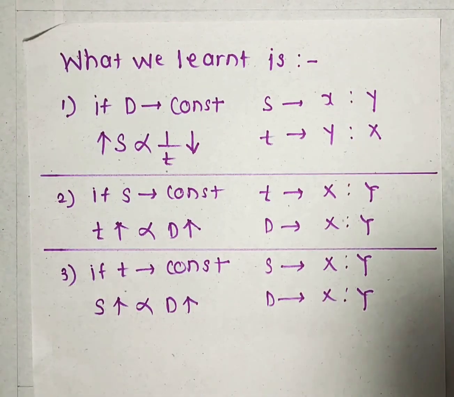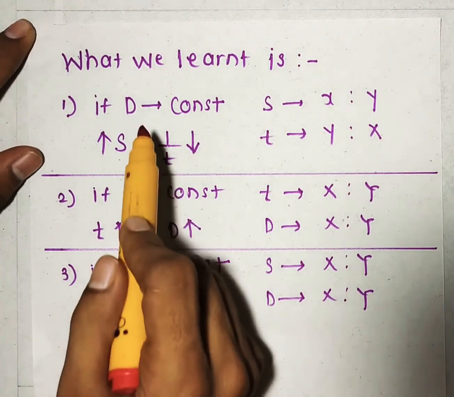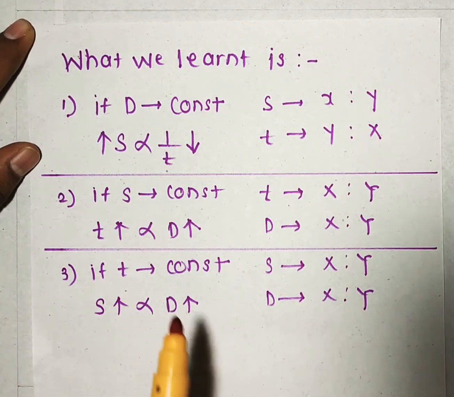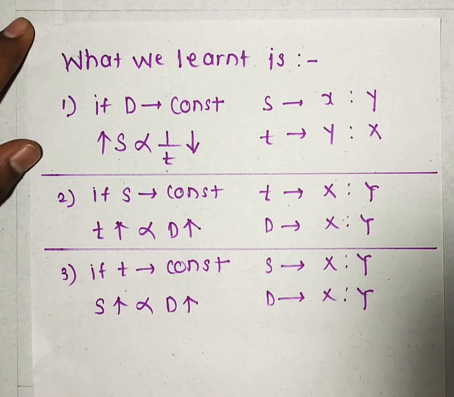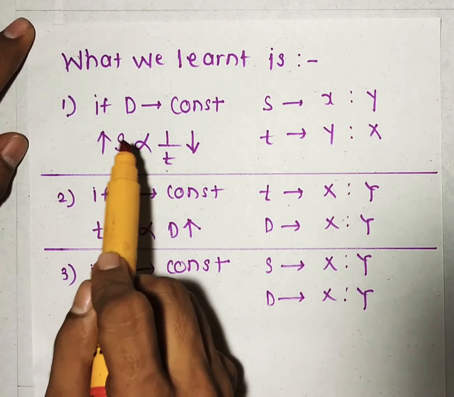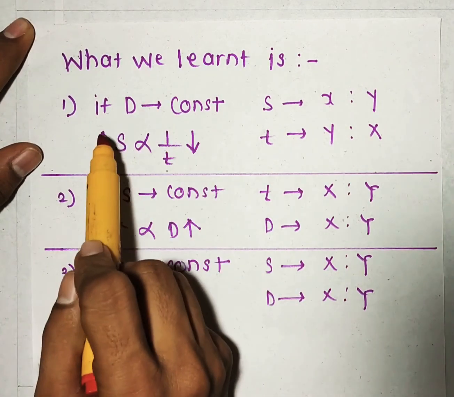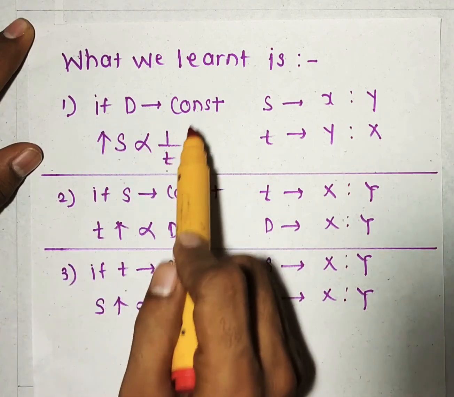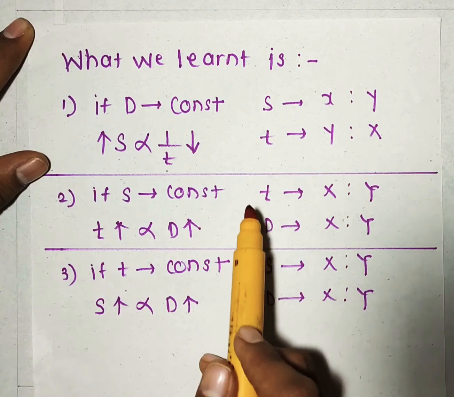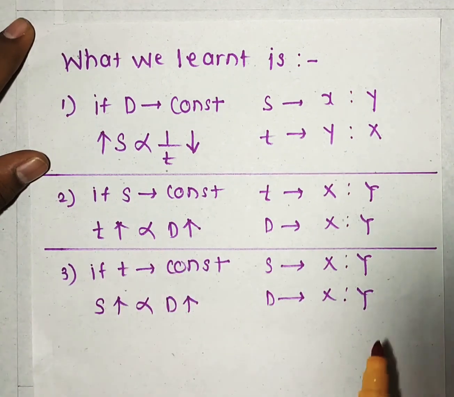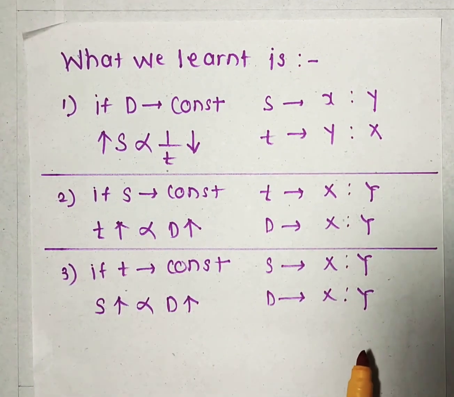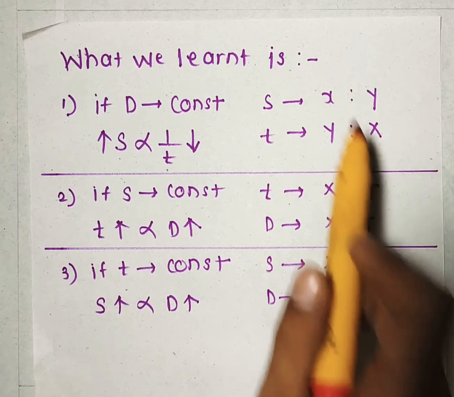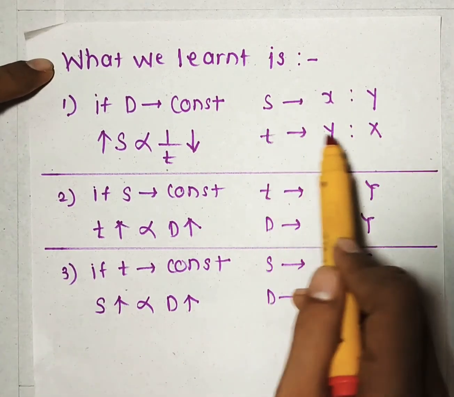So this is what we have learned. These three cases are there. You can stop the video and put it down on paper also. If distance is constant, then speed is inversely proportional to time. If speed increases, then the time will decrease. How it came, we have proved that, so no need to tell you again. If speed is x is to y, then the time will be y is to x.